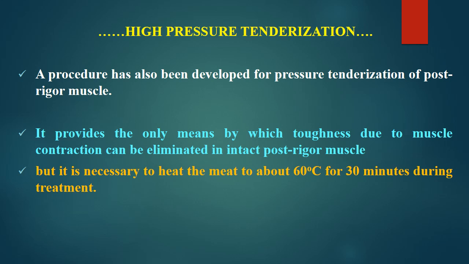But there is only one necessary change, that is it has to be heated to 60 degrees Celsius for 30 minutes. So to effect the tenderization by high pressure, we need to heat up the meat at 60 degrees Celsius for 30 minutes, then only it will be effective.